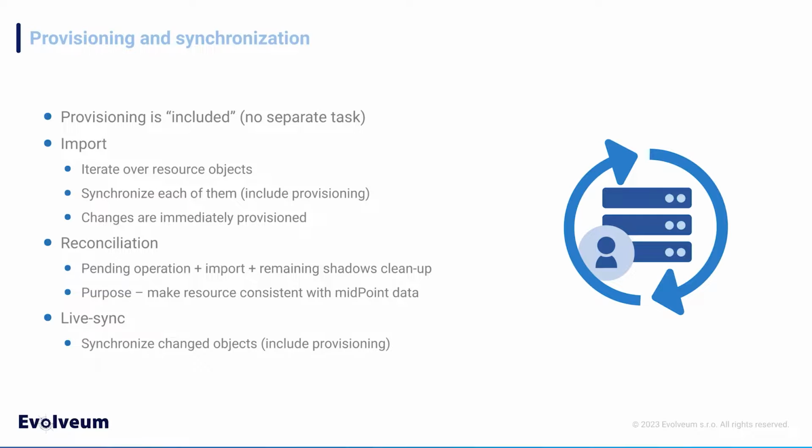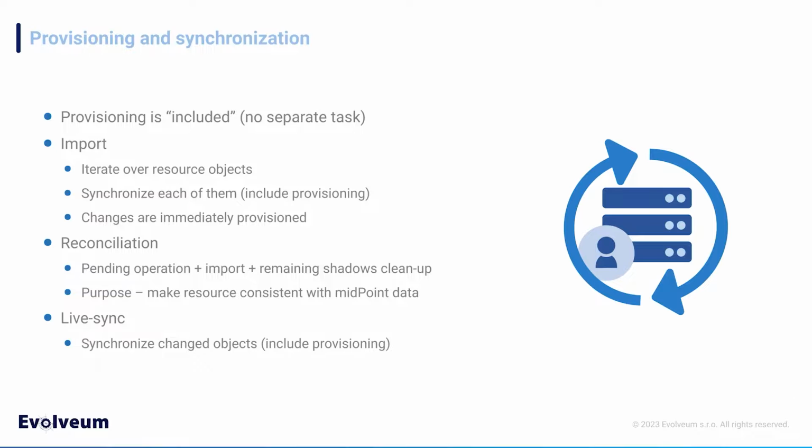And then it will just iterate over the remaining shadow objects in MidPoint, and usually just cleans them up, because if you have a shadow object in MidPoint without an actual object on a resource, usually it means it's time to clean it up somehow.